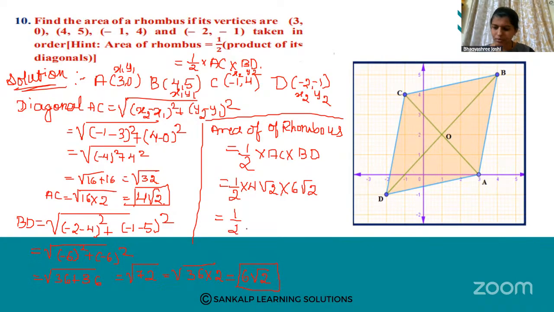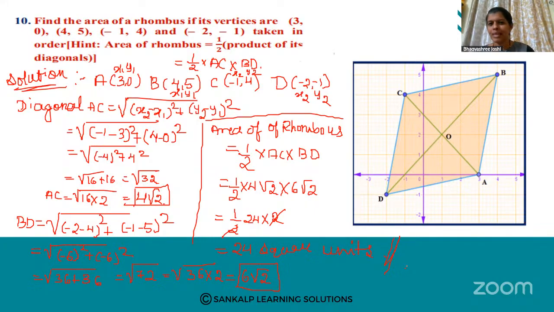Half into 4 into 6 is 24 into root 2 into root 2, that is 2. Okay, 2 and 2 will get cancelled. That is 24 square units. So this is the area of the rhombus.